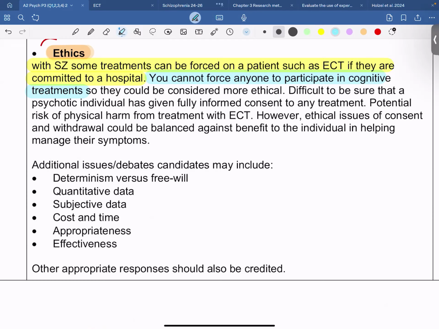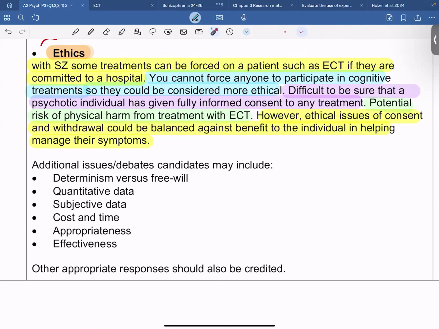The patient needs to demonstrate a lot of commitment if they are part of cognitive treatments, because they usually require a lot of time. They do not really work out as quick as medicines do, or for that matter as ECT does. So you cannot force anyone to participate in cognitive treatment, so they could be considered more ethical. It's difficult to be sure that a psychotic individual has given fully informed consent to any treatment. That again is a flaw, a glitch. Potential risk of physical harm from treatment with ECT. However, ethical issues of consent and withdrawal could be balanced against benefit to the individual in helping manage their symptoms.